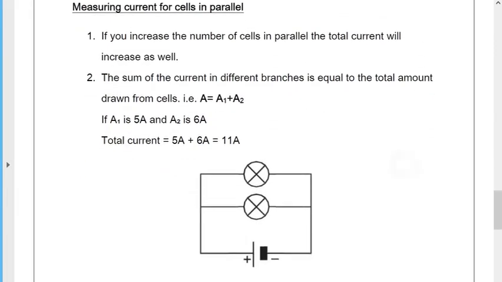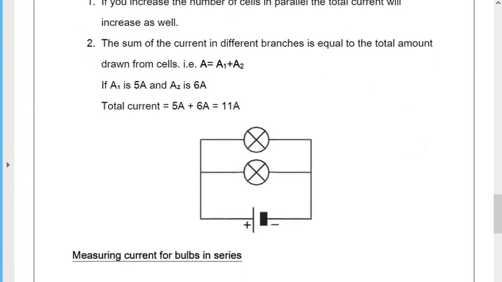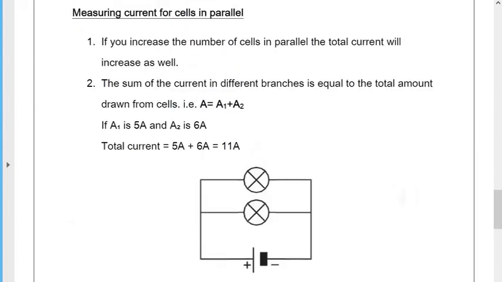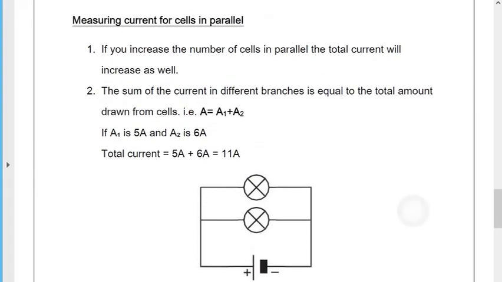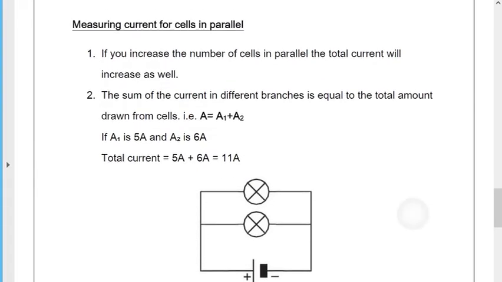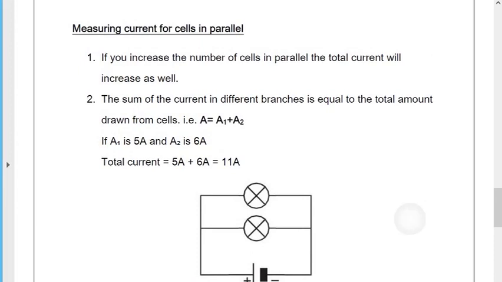Right. Now we have current for cells that are in parallel. I'll try and just do this as quickly as I can so that this video doesn't become too long. I've seen that when it's too long, you guys don't want to watch.